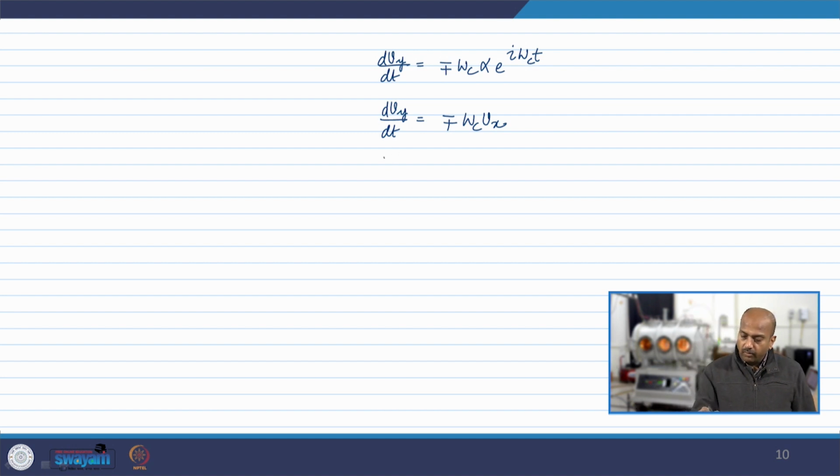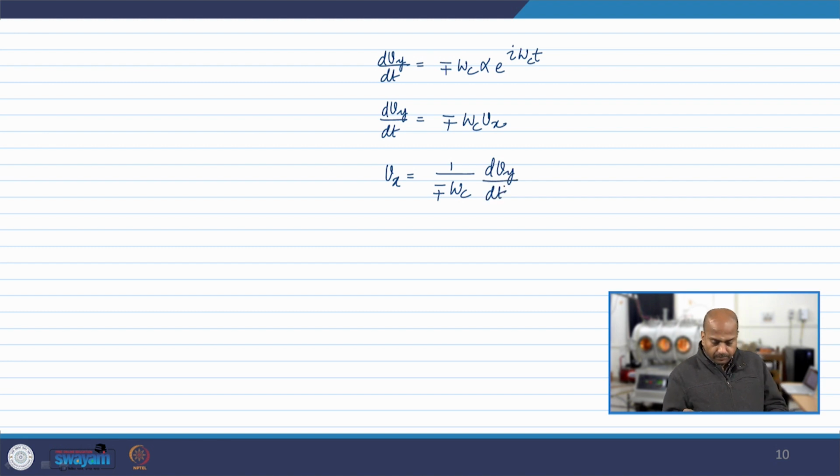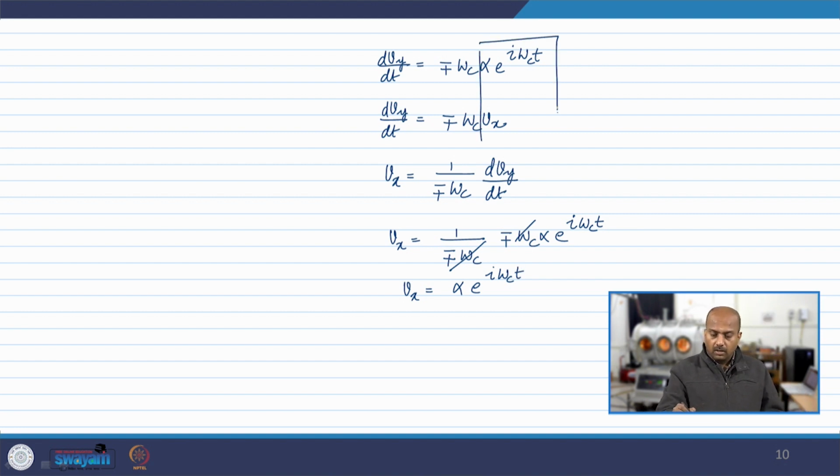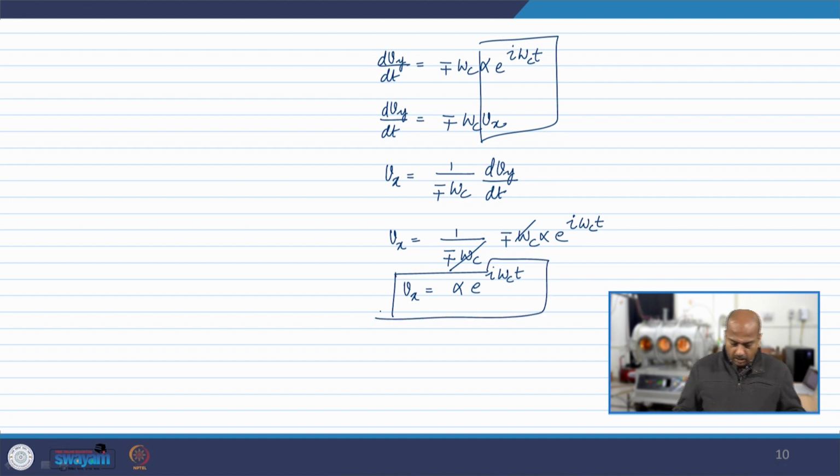So, comparing these two equations, we can write Vx is equal to 1 divided by minus plus omega c times dVy by dt. So, Vx is equal to 1 by plus minus omega c into minus plus omega c alpha e to the power of i omega c t. Vx is equal to alpha e to the power of i omega c t. I could have just written this by comparing, right. But anyway, Vx is equal to alpha e to the power of i omega c t.